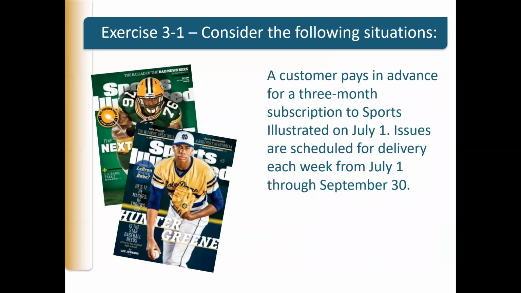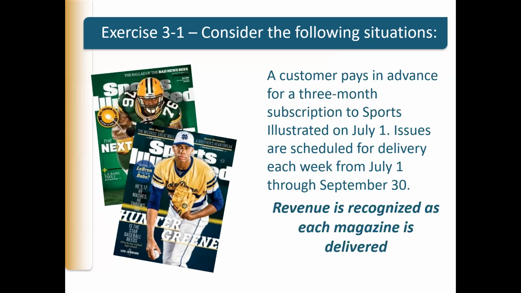A customer pays in advance for a 3-month subscription to Sports Illustrated on July 1st. Issues are scheduled for delivery each week from July 1st through September 30th. When would those be recognized as cash? Customer pays in advance for 3 months on July 1st. We recognize it as cash on July 1st.